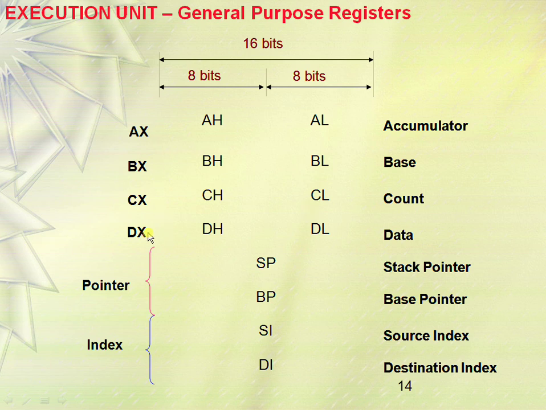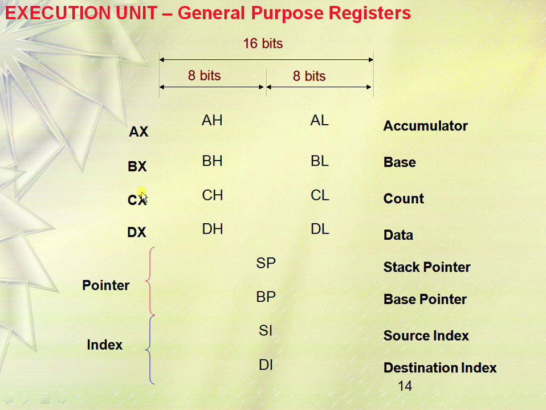Then DX is a data register, which is again used for holding temporary data, and this DX register is called the extended accumulator. Whenever AX is insufficient for holding the result, the extra result is stored inside DX. That is why it is called the extended accumulator. This register is also used in input output port transactions.